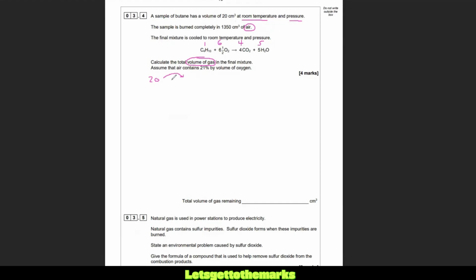How much oxygen do you think is needed? Well, we're going to times by 6.5. And if you do 20 times 6.5, we're going to need 130 centimeter cubed of oxygen that's going to get used up. But how much oxygen do we have? So this is how much oxygen from air will be used up.